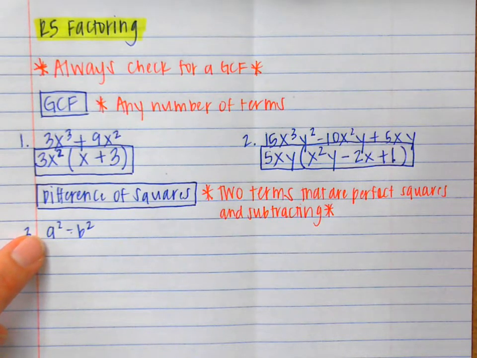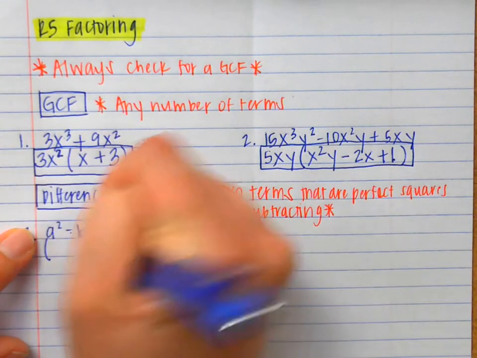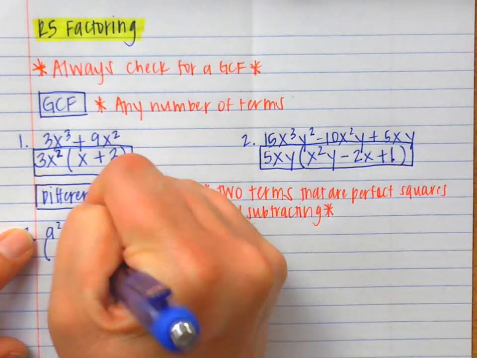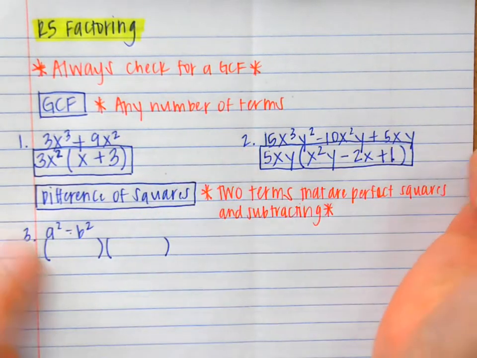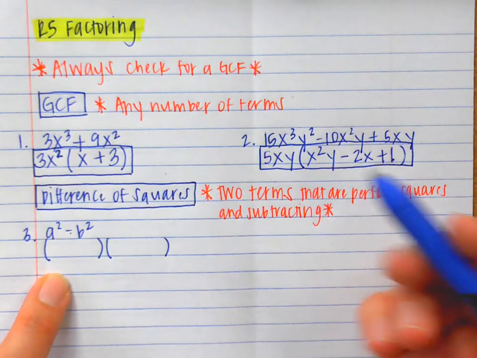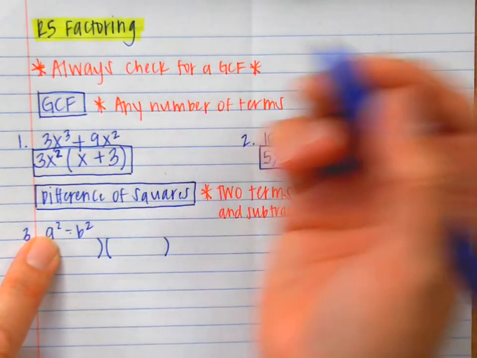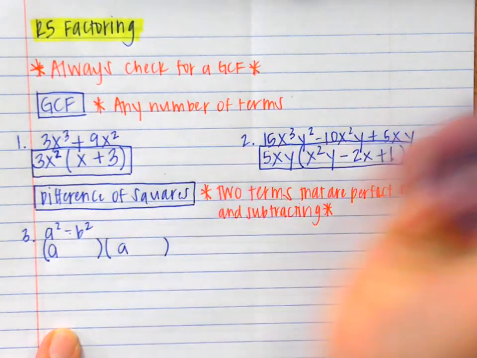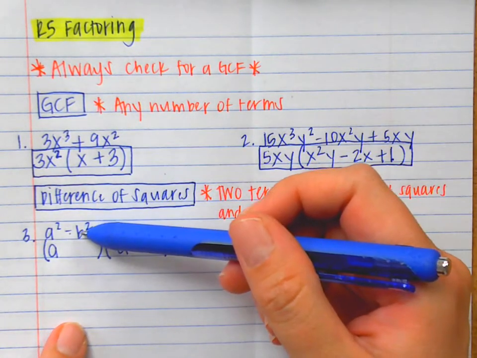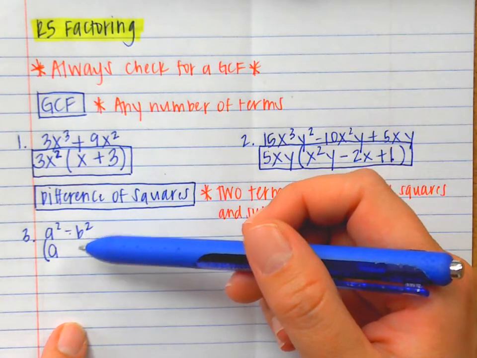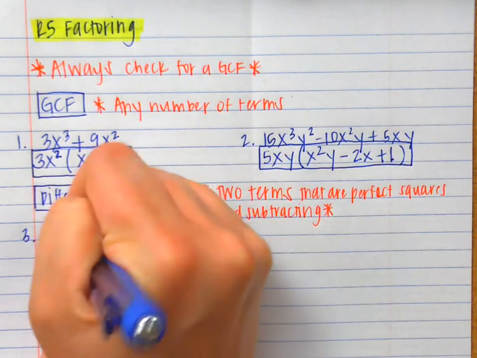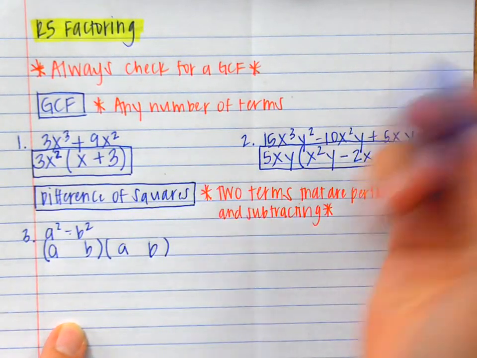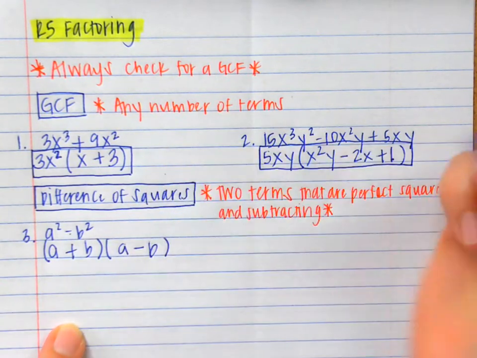The square root of a squared is a. Whenever there's a difference of squares, you're always going to factor it into 2 parentheses. The square root of a squared is a, so we're going to have a and a. Then the square root of b squared is b, so we're going to have b and b. And then 1 is adding, 1 is subtracting.